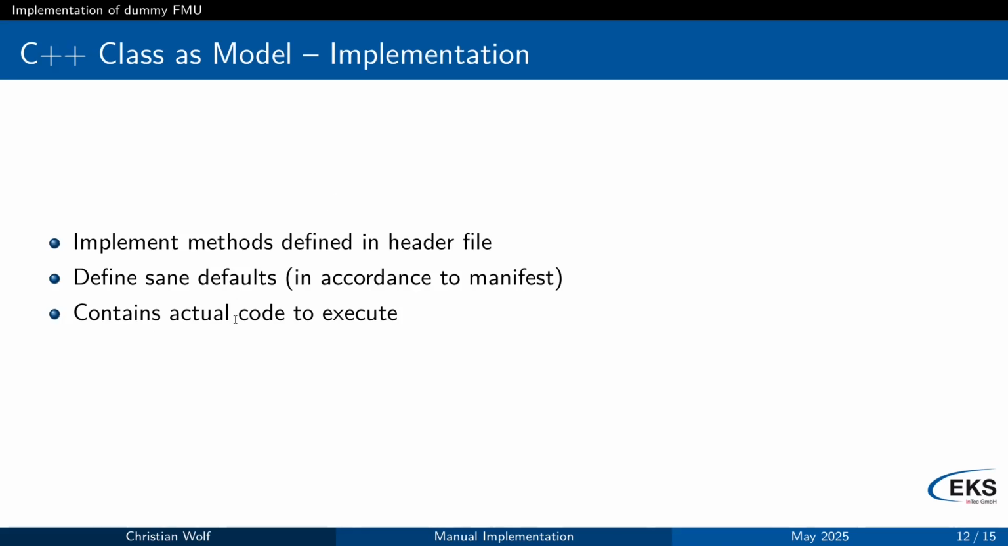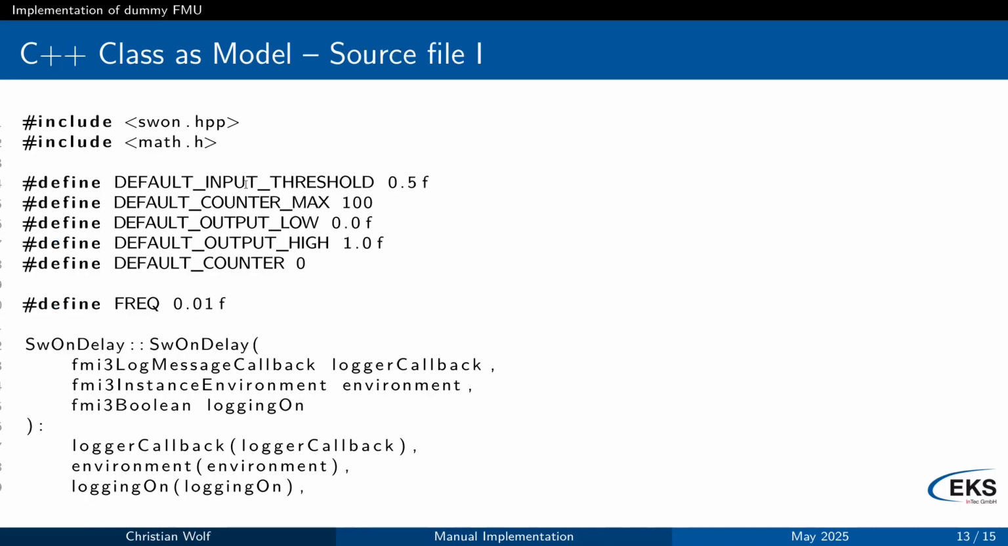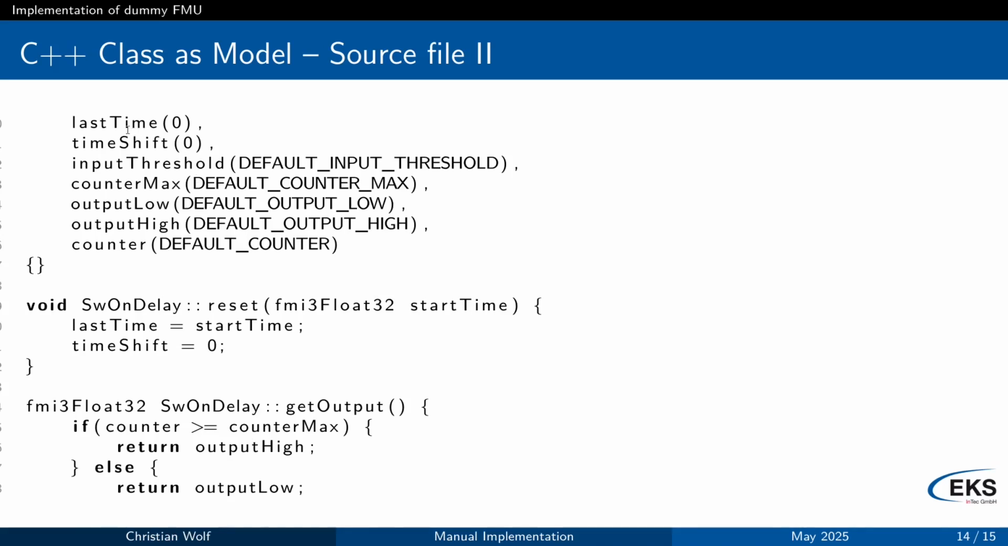And then we have the actual code to execute. Let's look at it. Okay, we include the header file. We need the mathematical library. And here I define some defaults as said in the manifest. This is just so that we have no static magic numbers flying around. The switch on delay constructor itself just stores these provided values in the fields of the class and sets sane defaults, as I said, for all parameters, inputs, and stuff inside the class.